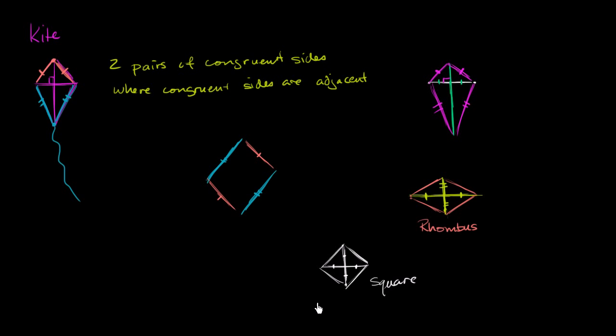So one way of thinking about it is any square is also a rhombus, and any rhombus is also going to satisfy your constraints for being a kite, but there's a bunch of kites that don't satisfy your constraints of being a rhombus or a square. A kite is just two pairs of congruent sides that are adjacent to each other, and they're usually pretty easy to spot because they look like kites.